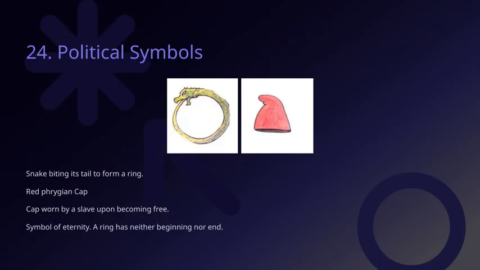Connecting these symbols to the overall theme of political imagery, they both emphasize concepts of freedom, eternity, and the ongoing struggle for rights. The snake ring reminds us of the enduring nature of certain ideals, while the Phrygian cap highlights the transformative power of liberation. Both serve as powerful visual cues that communicate core values in political movements.